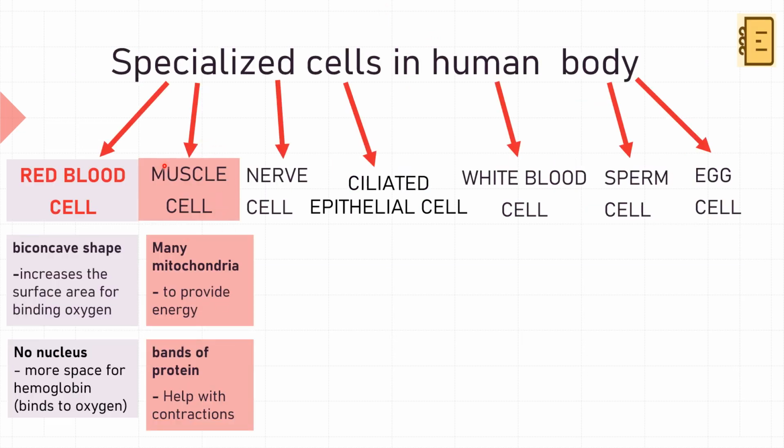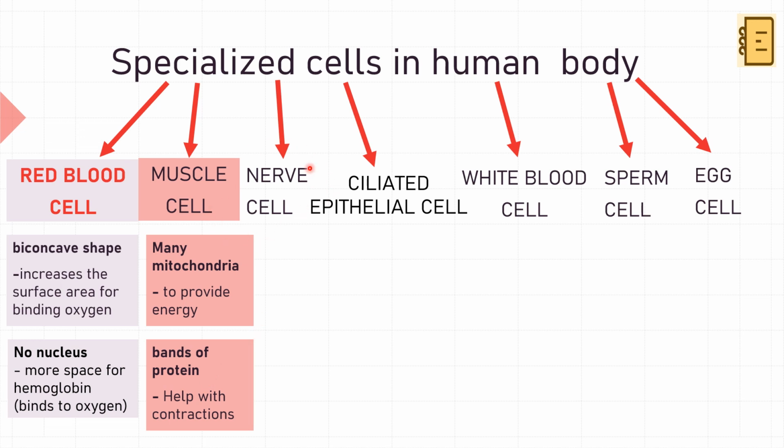So to summarize regarding muscle cell, what is important and how they're actually adapted to perform their functions. Like we mentioned, they need to have many mitochondria. Why? Because they need a lot of energy so that they can do all these contractions. Also, they need to have proteins. Why? Because these proteins will also help them with contraction.